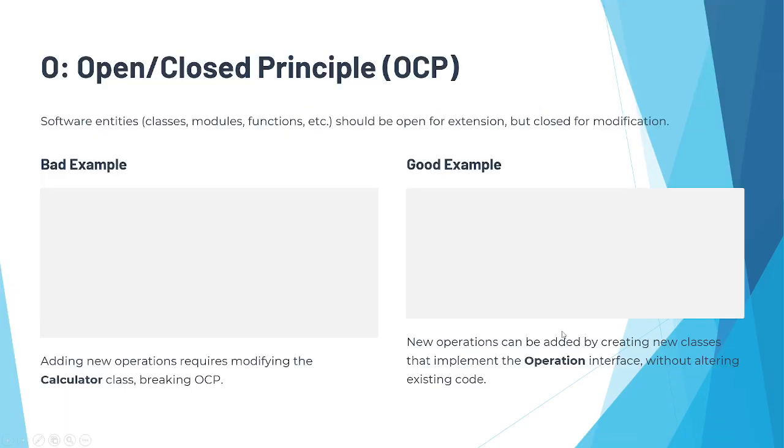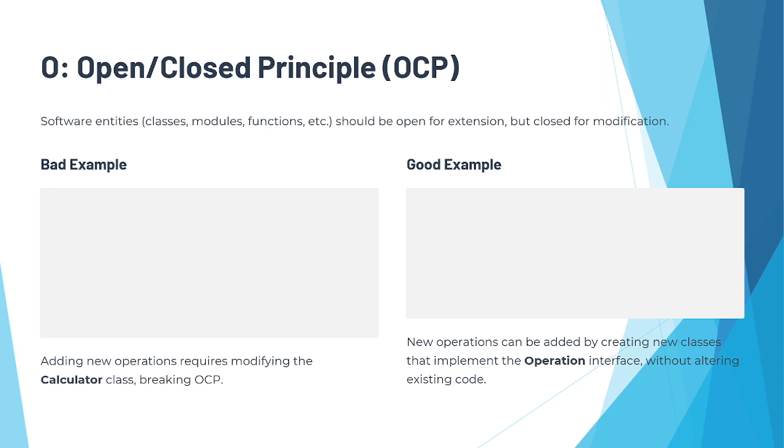Hello friends, today we are going to discuss the open close principle. What the open close principle says is that software entities, that is classes, modules, functions, should be open for extension but closed for modification. So we are going to understand this through some examples.